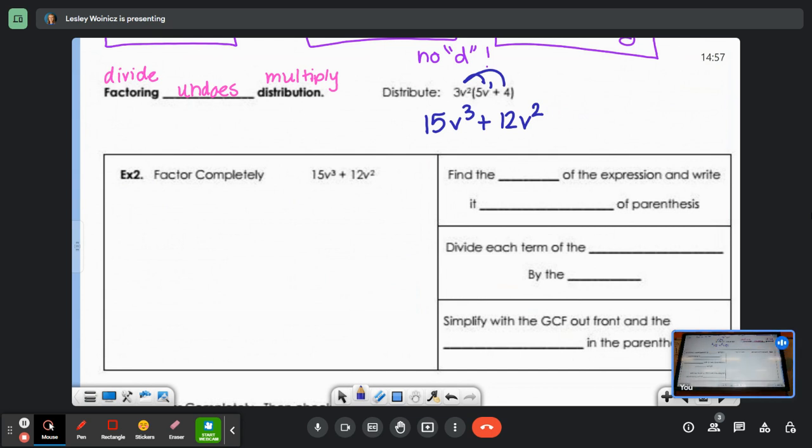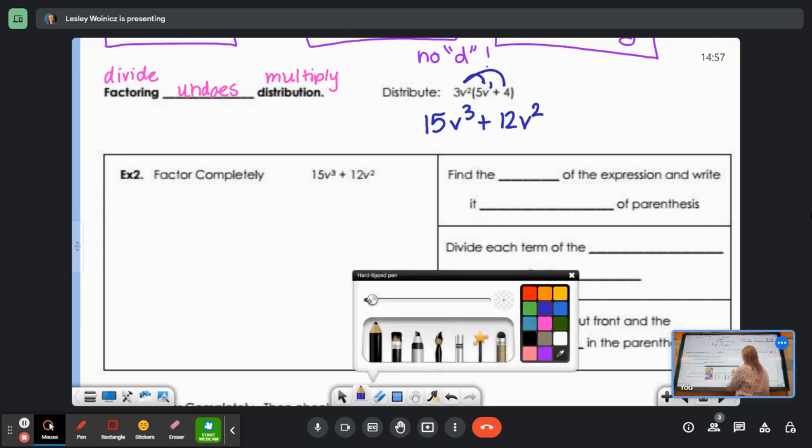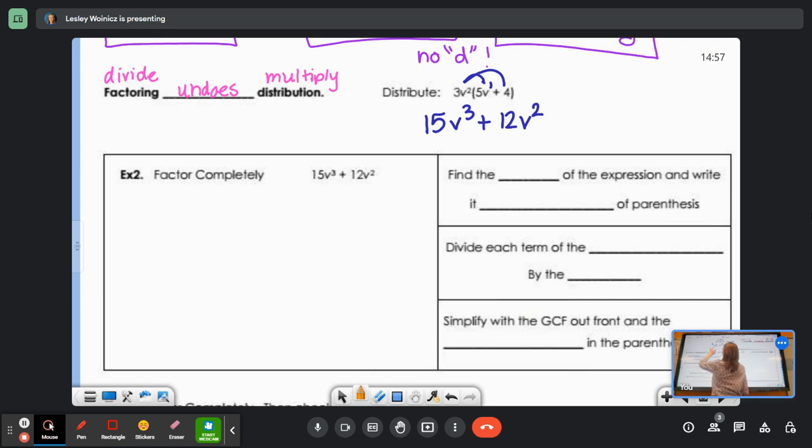Now we're going to learn how to undo that and break those apart into two factors that multiply together to make that product. All right, here we go. Step 1, we have to find the GCF of the expression and write it outside of our parentheses. Leave a little bit of room under here because we're going to use that as our dividing workspace. We're going to write it way down here. So this will be our GCF.